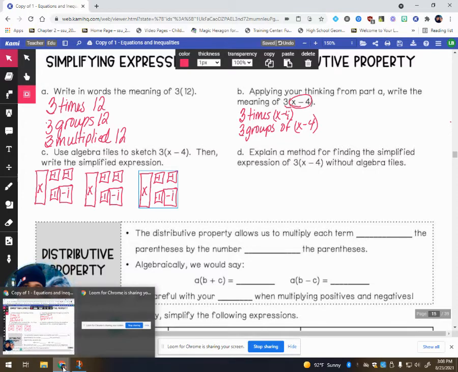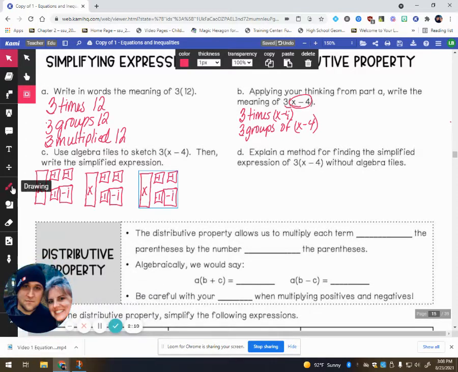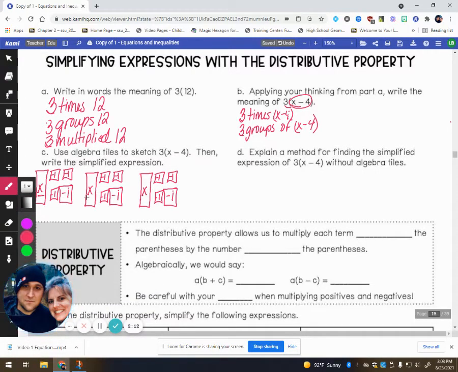So think about that. If we're going to simplify that expression, we have 1, 2, 3 x's, and then we have negative 4 more, so that's negative 8, negative 4 more, that's negative 12. So it simplifies to 3x minus 12. Now, explain a method for finding the simplified expression without using the algebra tiles. Looking at this, I hope you can see you can take the 3 and multiply it by x.